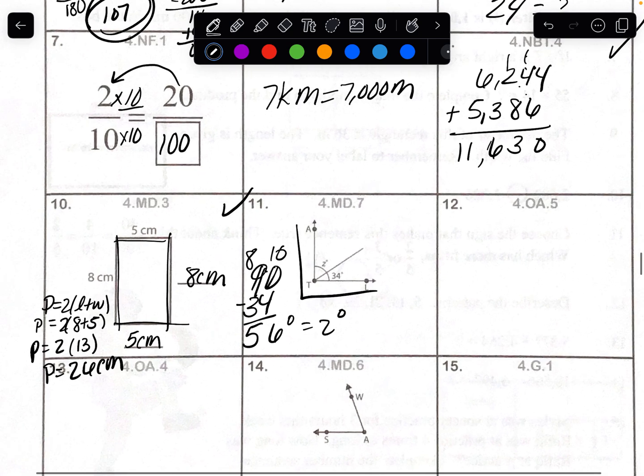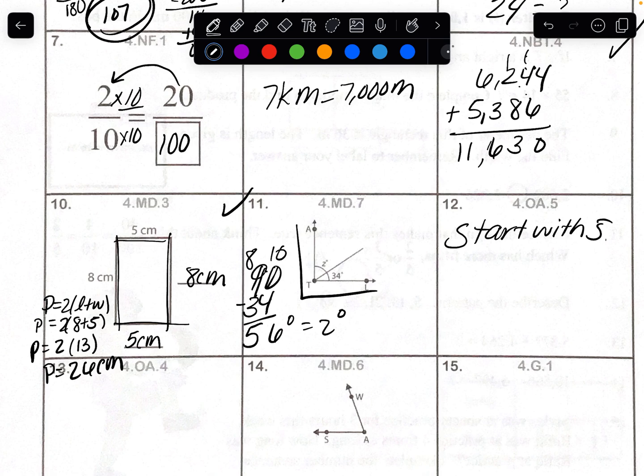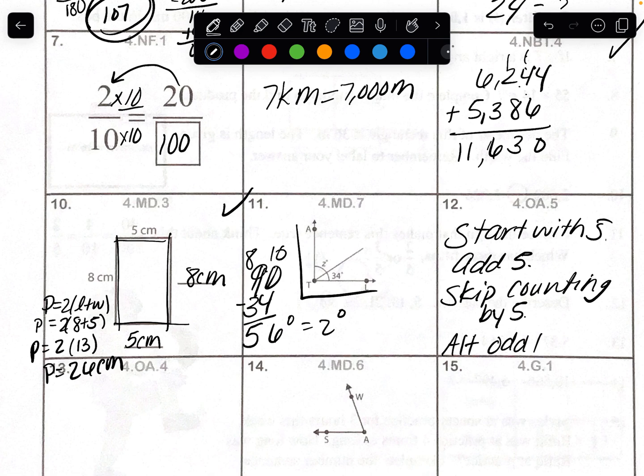All right, number 12 is a pattern. 5, 10, 15, 20, 25. Simple here. Start with 5. Add 5. You could put skip counting by 5. Alternates odd, then even would work. Anything else bring to me, I'll check for you.